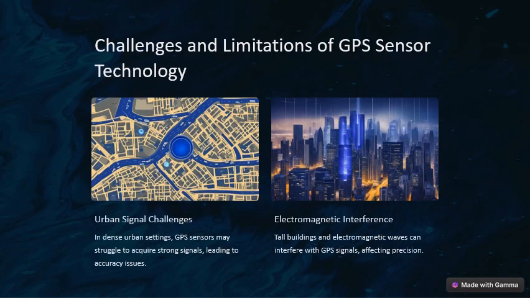There are different challenges we face using GPS sensor technology. First is the urban challenge. As we know, when we are driving through a highway, sometimes GPS gives us inaccurate results. Due to dense urban settings and electromagnetic interference, tall buildings with electromagnetic waves can interfere with GPS signals and affect their precision. These are some of the major challenges we face in GPS, and we have many more challenges other than that.